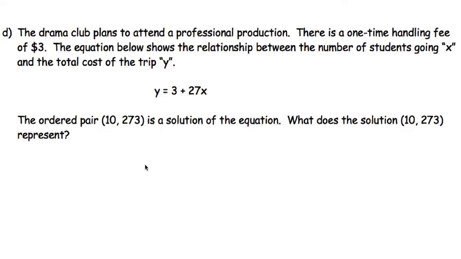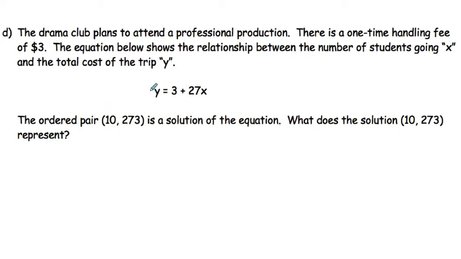So, okay, here, one more. The drama club plans to attend a professional production. So they want to go to like Broadway or something like that. And they have a one-time handling fee of $3. Okay? So if you've ever bought tickets online, you may have seen these fees that at the end of the transaction, there's like, you owe $5 or whatever for the fee. Sometimes it's per ticket. Some websites, it's just a flat fee regardless of how many tickets you purchase.